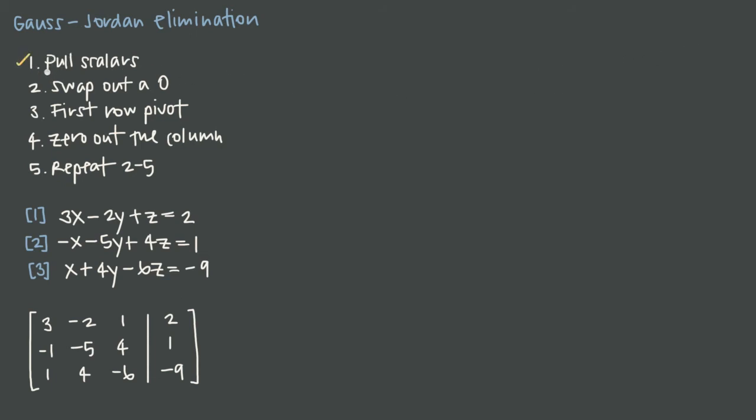Our second step is to switch rows if the first row in the matrix starts with a 0. So if the first entry in the first row, which is going to be the entry in the upper left-hand corner of the matrix, is a 0, then you have to switch that row with another row that starts with a non-zero entry. This elimination process isn't going to work unless we make that switch. In our case, we have a non-zero entry. We have a 3 in the first row in the first column, so we don't have to do step 2.